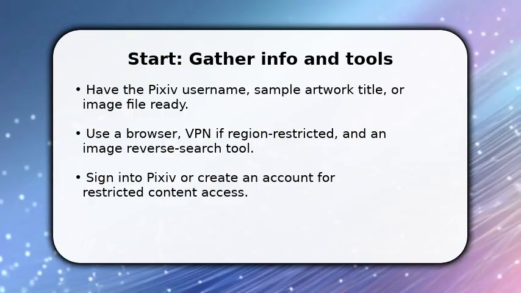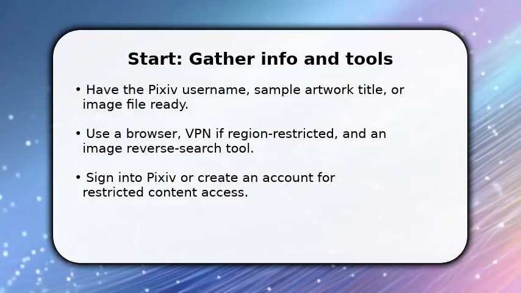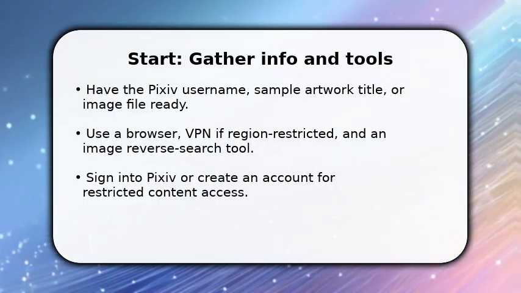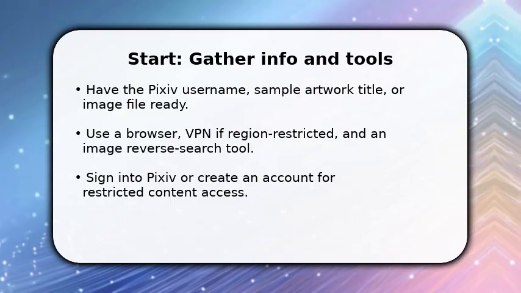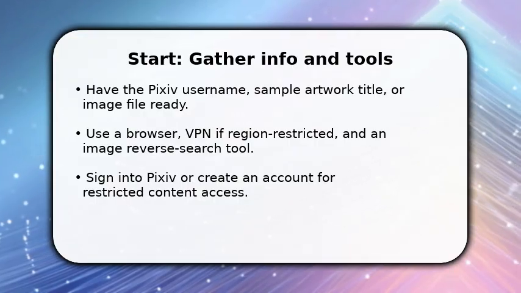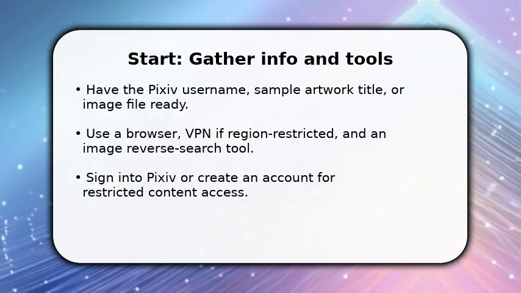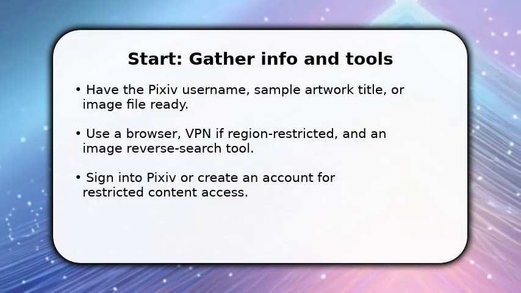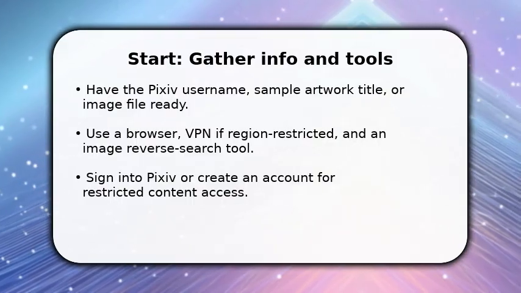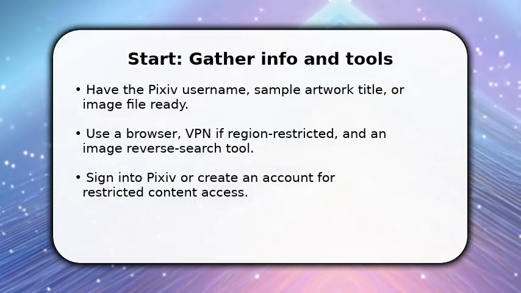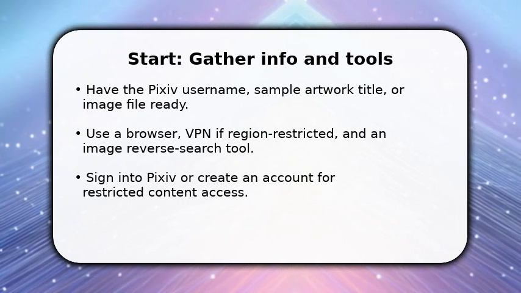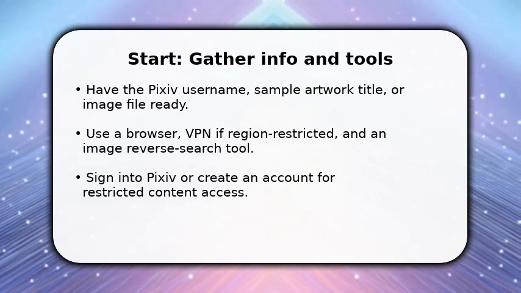Enjoy the video. You begin by collecting the essential identifiers: username, piece title, or the image file itself. Once done, open a browser and sign into Pixiv so you can access member-only pages. Make sure to enable a VPN if the site is region-locked. Next, prepare a reverse image search tool, either Google Images or TinEye, and keep the image file or screenshot at hand. These steps let you switch quickly between Pixiv pages and reverse search results without losing context.